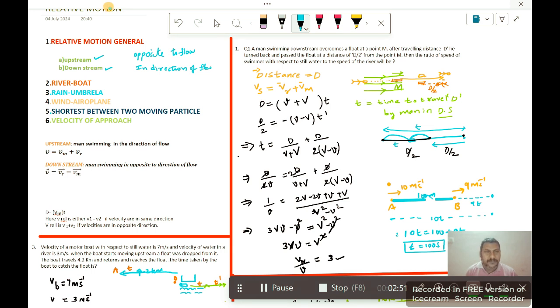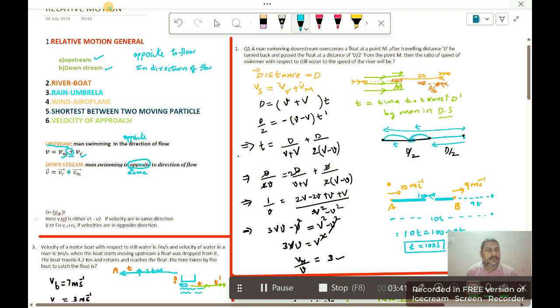Now see, coming to upstream and downstream. Swimming in the direction of flow, the velocity of the man plus the velocity of the river will add. Upstream means here minus will come, and in downstream it will be plus. Downstream means the same direction of flow, and upstream means the opposite direction of flow.